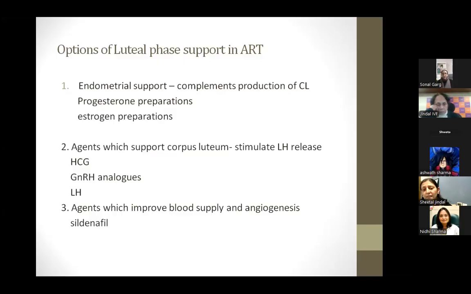HCG can directly stimulate the HCG receptors in the pituitary and can increase the release of LH and increase the production of progesterone indirectly. GnRH analogs are also believed to do that. We can directly give recombinant LH, though the dose becomes very high and it is very expensive, so it is not routinely used. And there are additional agents which can improve the blood supply and angiogenesis during the luteal phase in the form of sildenafil and other ecosprin and all those drugs, heparin. These are also used for the implantation of the embryo of the blastocyst.